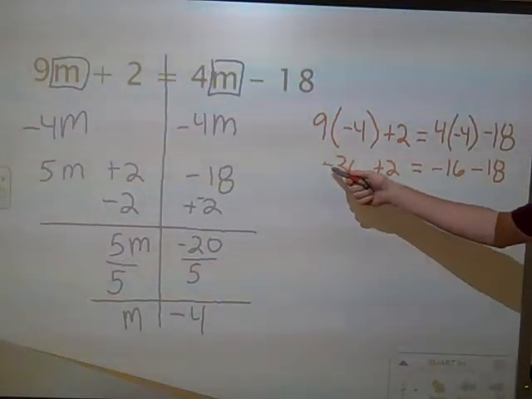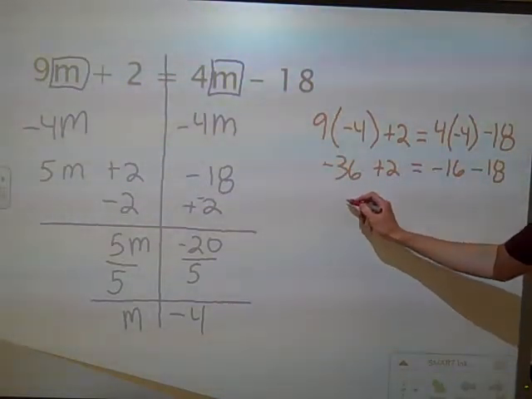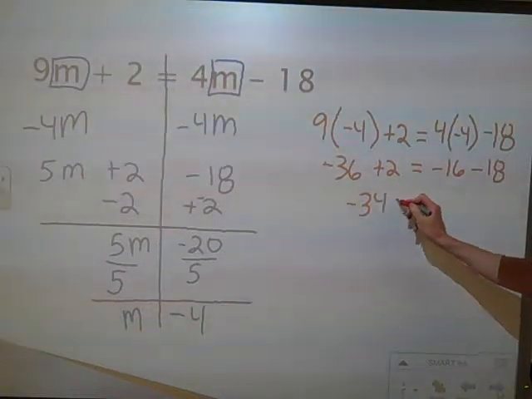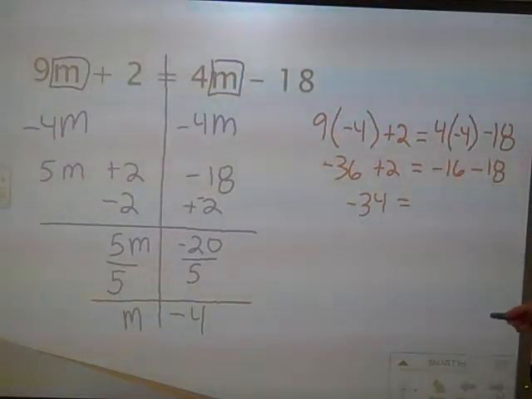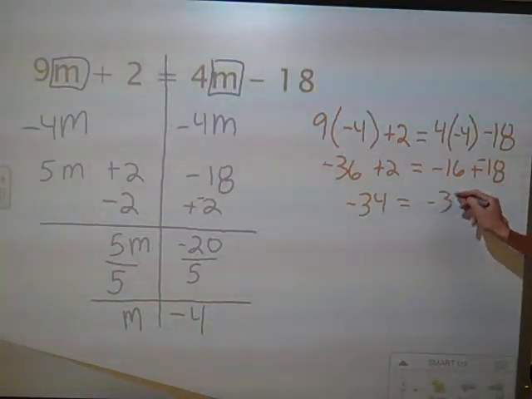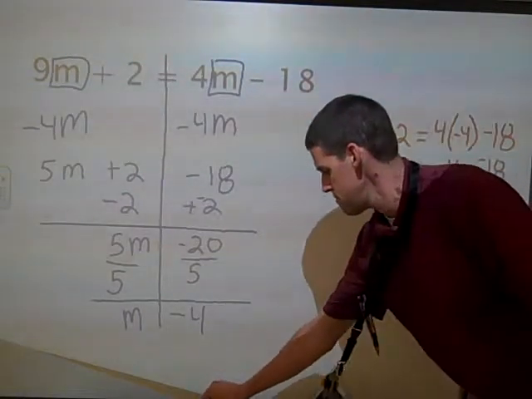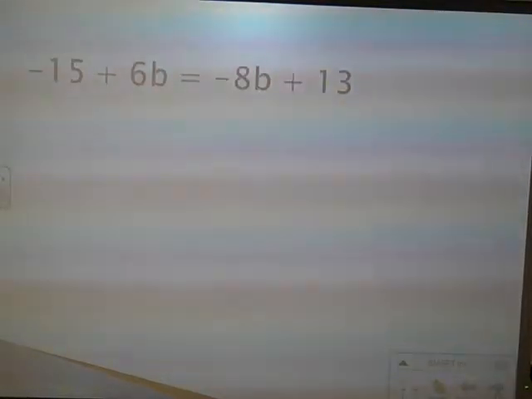So for this side, then I do negative 36 plus 2 is going to go ahead and be negative 34. And for this side, negative 16 minus 18, I'm going to add my opposite. Okay, and then I get negative 34. So I can see that both match. If they don't match, that means I probably have an incorrect answer here, and I need to go back and check my work. Go ahead and try the next one.